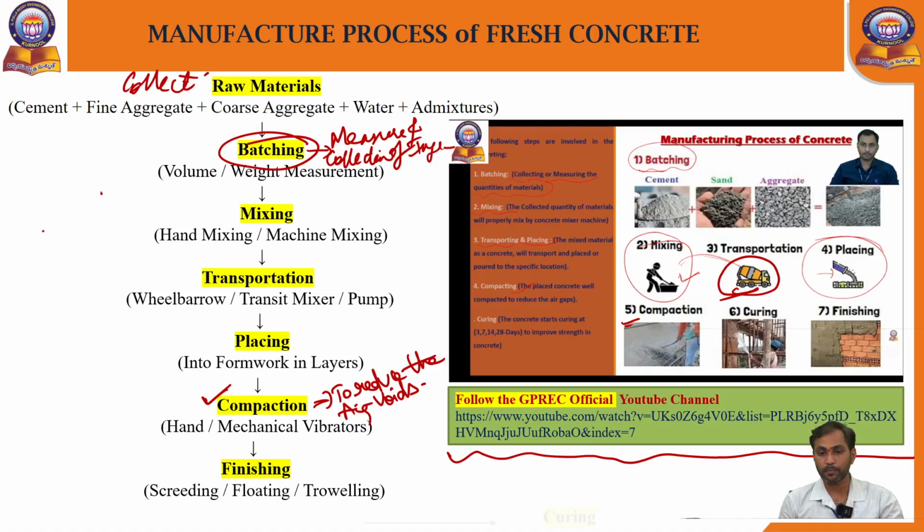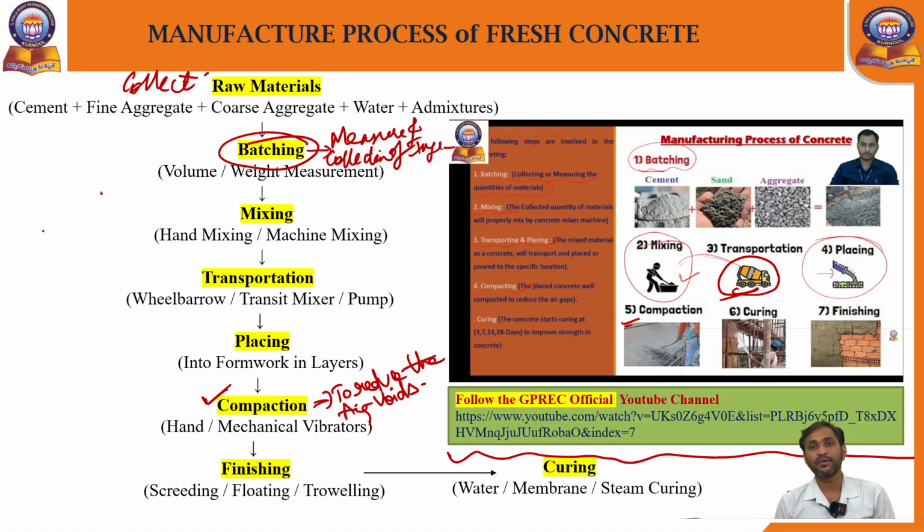Later, the curing process. Curing is available as sprinkler curing, membrane curing, or pond curing. Curing has to be done for 3 days, 7 days, 14 days and 28 days. For columns and beams, we have to do 14 days. For slabs also 14 days. Like that, the manufacturing process of fresh concrete is discussed here briefly.